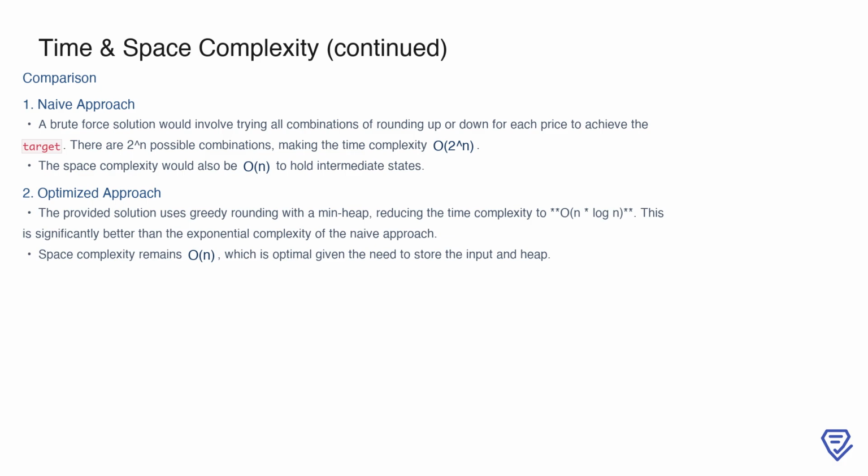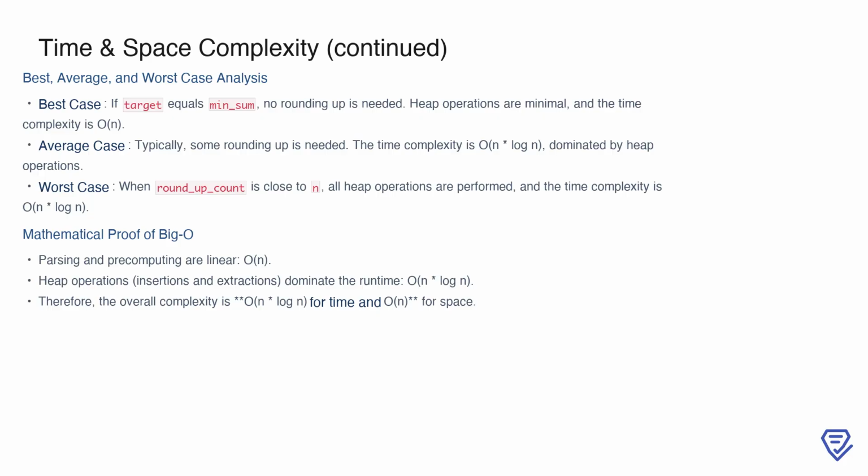This dramatic improvement makes the solution scalable for larger inputs. Moreover, the space complexity remains O(n), which is the minimum required to handle the input and heap operations effectively. Finally, let's analyze the best, average, and worst-case scenarios for this solution. In the best case, where the target equals min_sum, no rounding up is needed, and heap operations are minimal. Here, the time complexity is O(n).